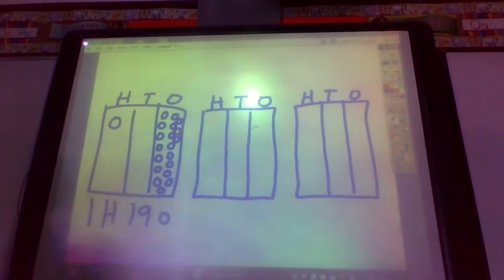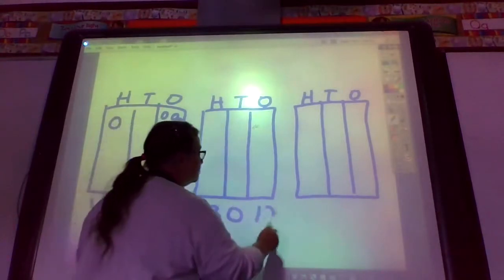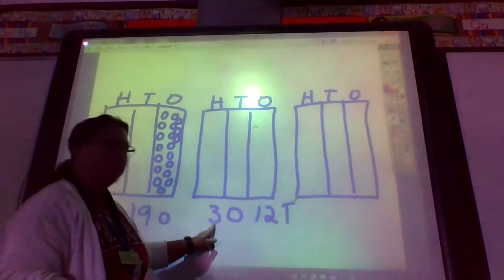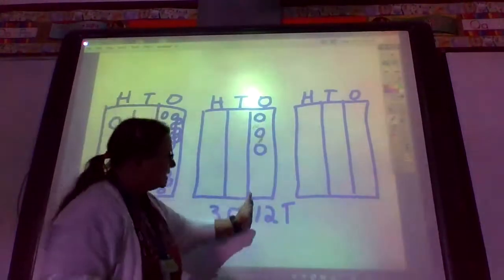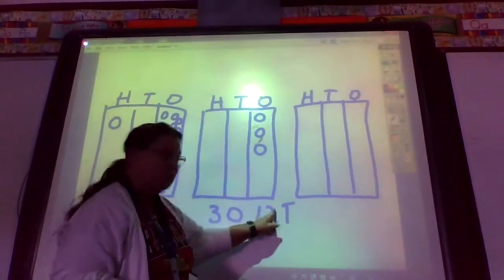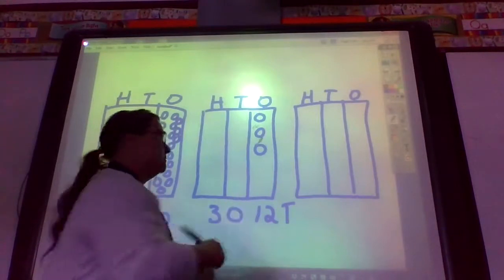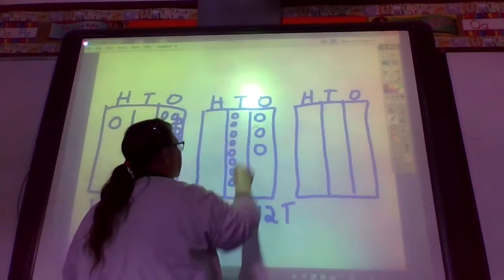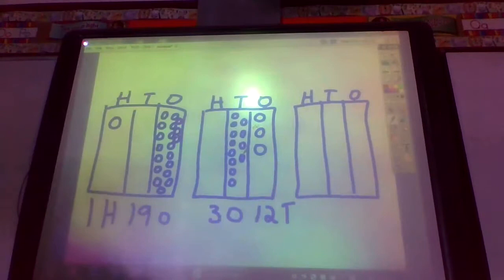19 ones. The middle one is wanting you to do 3 ones and 12 tens. Don't let it fool you just because they have it backwards. How many ones? I want 3. So I'm going to draw 3 ones. How many tens? This is all tens. 12 tens. They want me to draw 12 tens. 1, 2, 3, 4, 5, 6, 7, 8, 9, 10, 11, 12. They didn't tell me to draw any hundreds, so I didn't draw any hundreds.